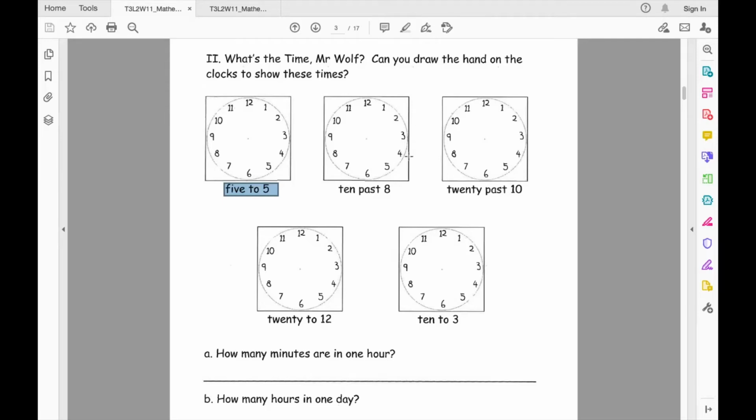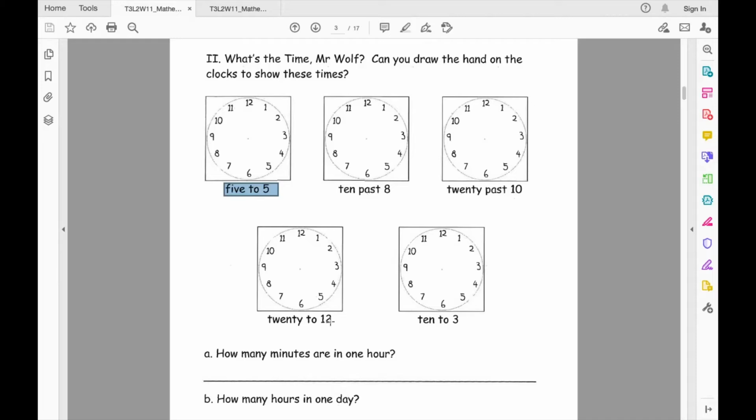Now, I want you guys to try next ones. So for example, 10 past 8, that means 10 minutes past 8 o'clock. Or 20 past 10, so that's 20 minutes. So the long hand should be pointing at 20 minutes, and the short hand should be pointing at 10 hours.